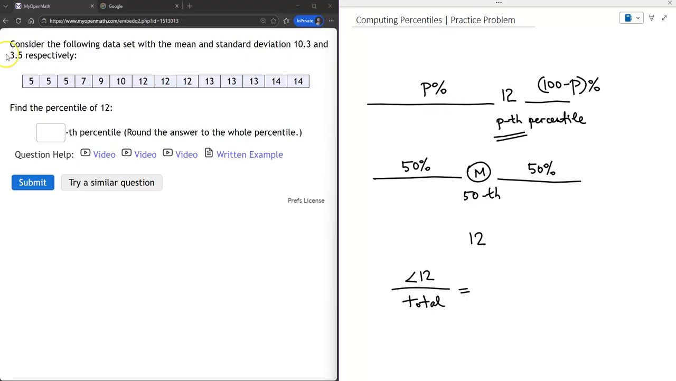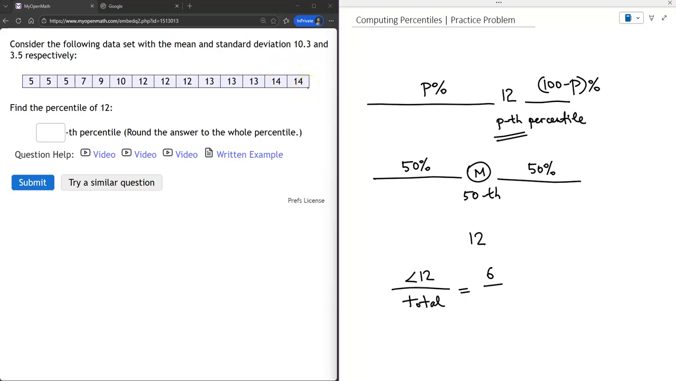So let's take a look at the data set, and we're going to count to 12. 1, 2, 3. First of all, notice the data is in increasing order, so we can start counting. 1, 2, 3, 4, 5, 6. There are exactly 6 observations that are less than 12. Out of how many? Well, let's continue counting. 7, 8, 9, 10, 11, 12, 13, 14.